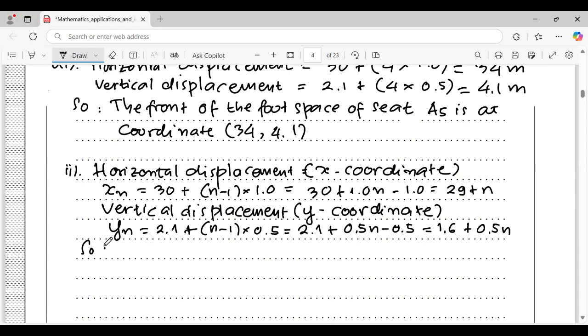So the coordinate will be 29 plus n, comma 1.6 plus 0.5 n.